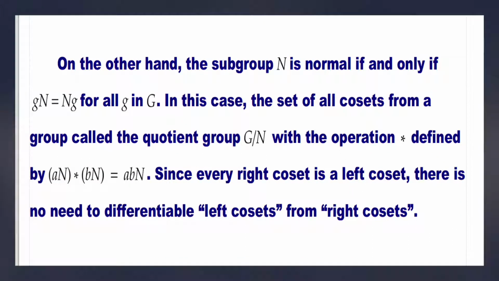On the other hand, the subgroup N is normal if and only if gN = Ng for all g in G. In this case, the set of all cosets forms a group called the quotient group of G by N, with the operation star defined by aN * bN = abN. Since every right coset is a left coset, there is no need to differentiate left cosets from right cosets.